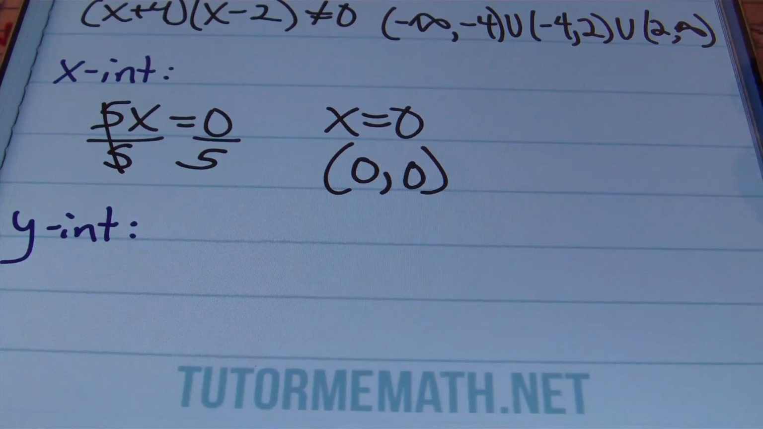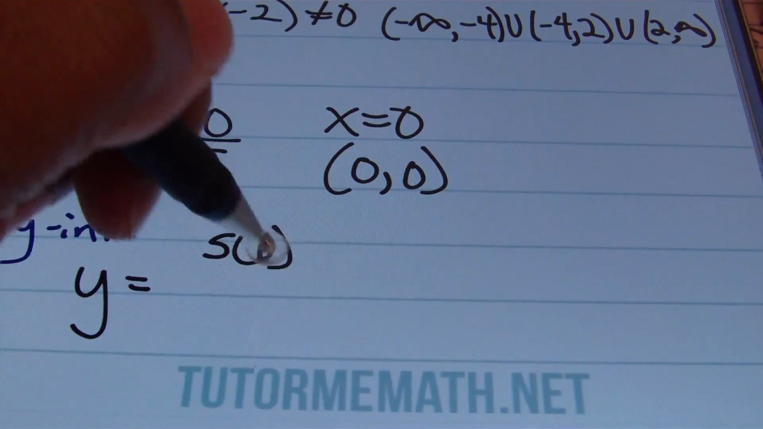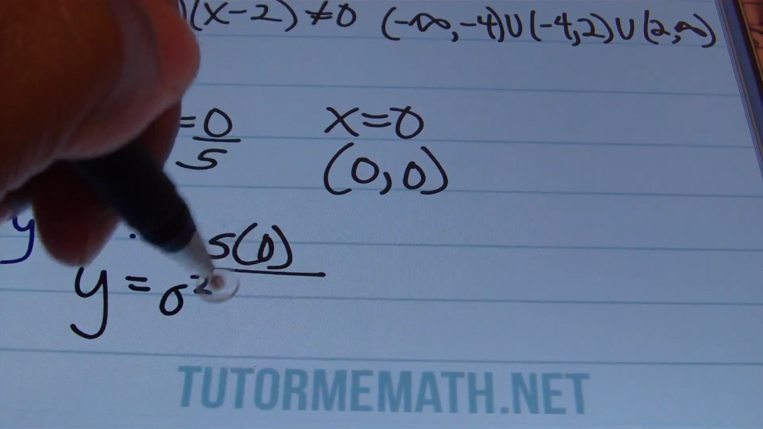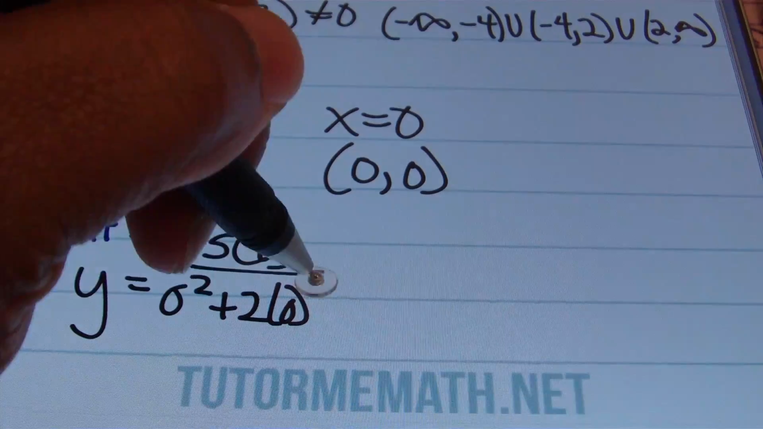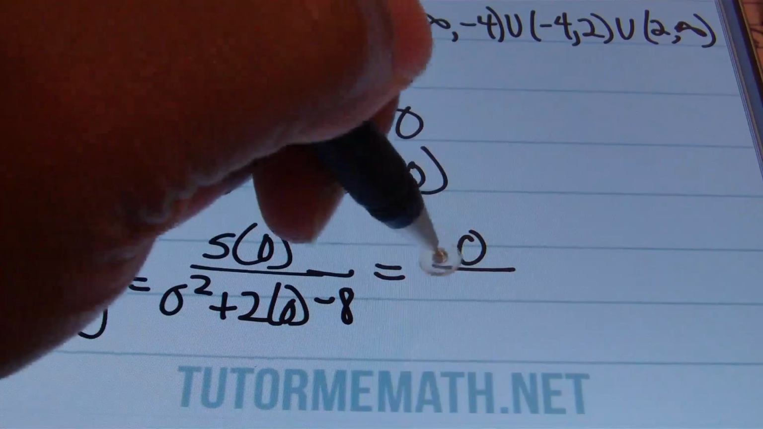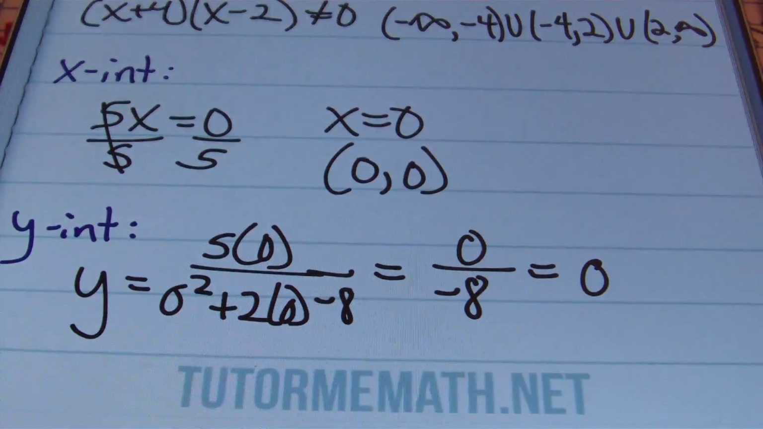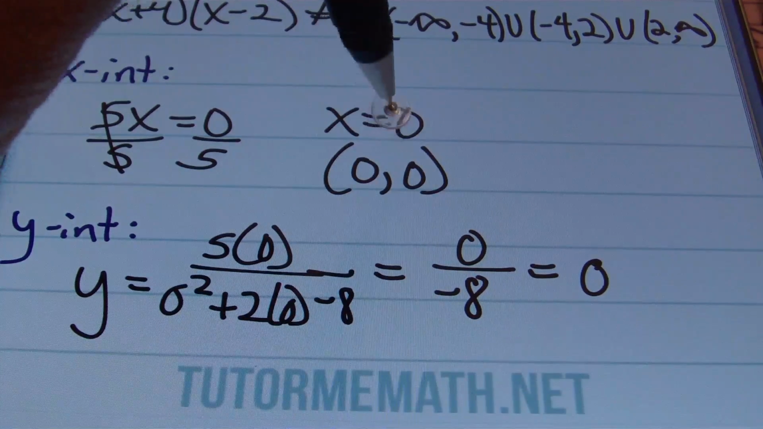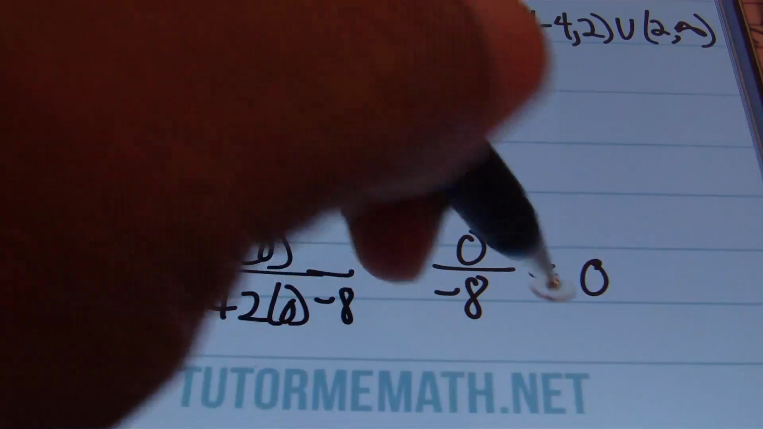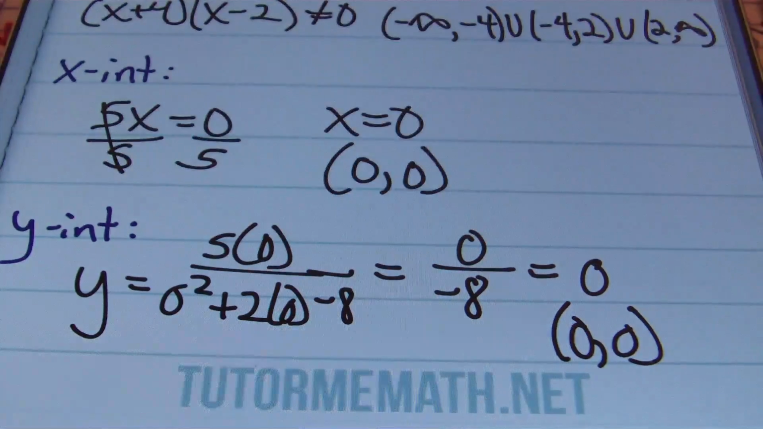Then, as far as the y-intercept is concerned, you simply replace all the x's with 0 and you simplify. So in this case, y equals 5 times 0 divided by 0 squared plus 2 times 0 minus 8. Simplifying this, I'll end up with 0 divided by negative 8, and then simplifying that, I just get an answer of 0. Well, lo and behold, I should have known that because of this right here, the origin is also going to be my y-intercept.